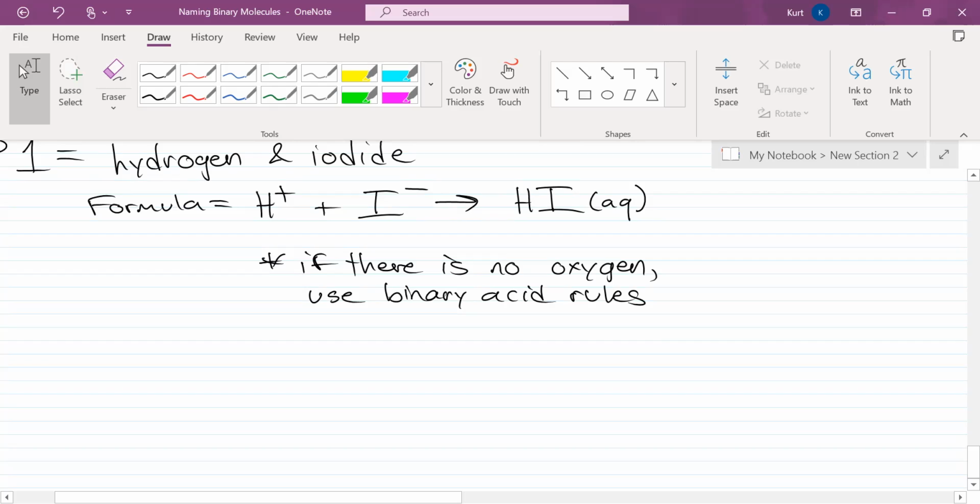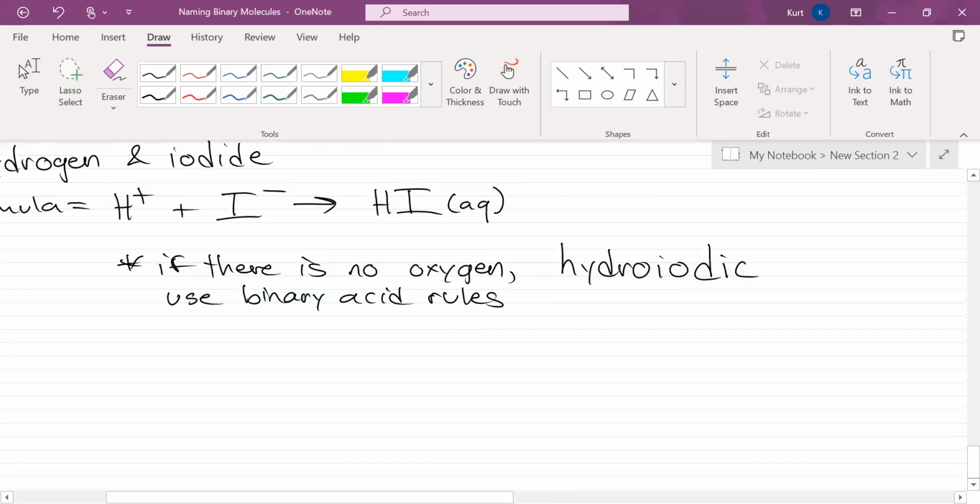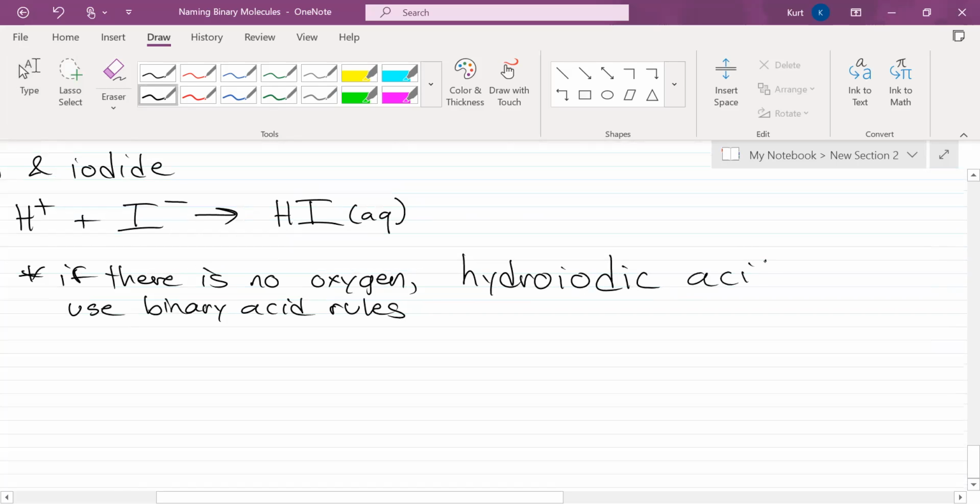What's the first thing you need to write down? Hydro. What is the root of the second element? Iode. And then what do you end it with? Hydroiodic. And what's the second word? That's it. Done. Hydroiodic acid. Hydro is the first part. Iode is the second part. Ic is the third part. Acid is the fourth part.